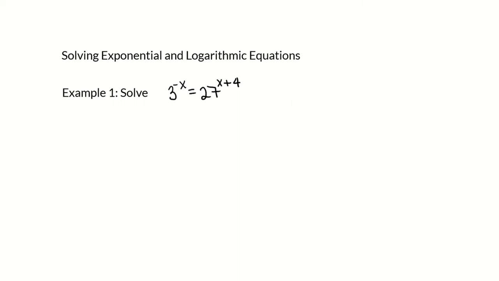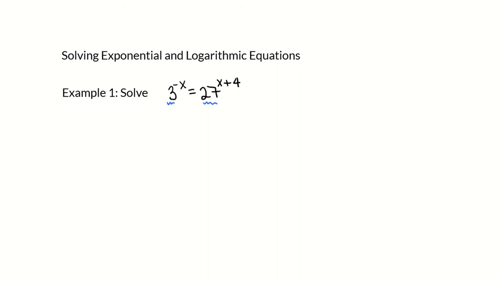The process for solving an exponential or a logarithmic equation is different depending on what the equation looks like. In example 1, solve 3 to the negative x equals 27 to the x plus 4. This equation can be solved only using properties of exponents because the numbers 3 and 27 can be written in terms of the same base, which is 3.